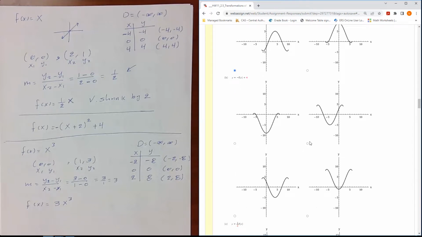So let's check. This is reflected, this is reflected, also this one, and also this one. But this is shifted down, this is shifted left, this is shifted right, this is shifted up. So we're going to choose here. I have to choose this one.